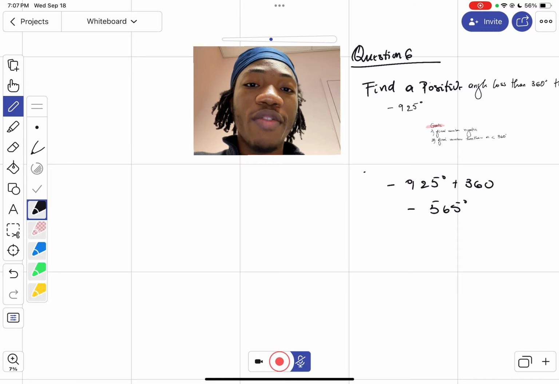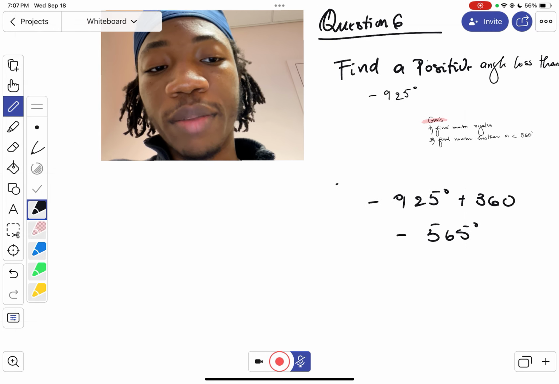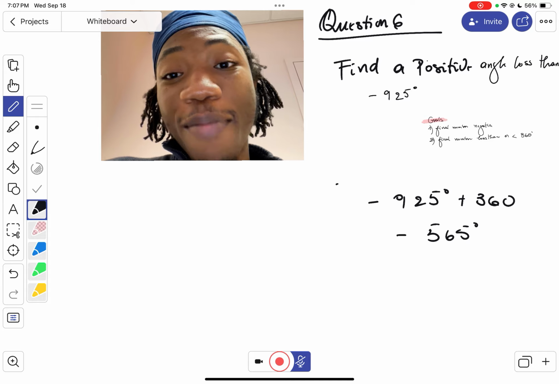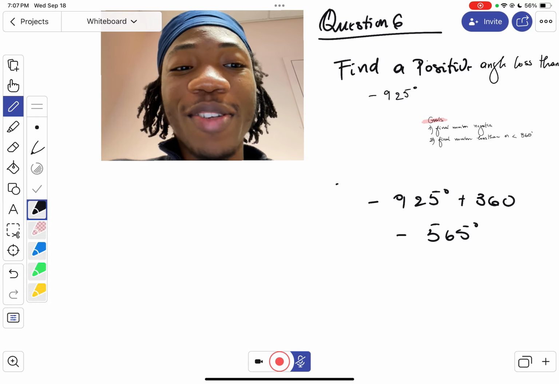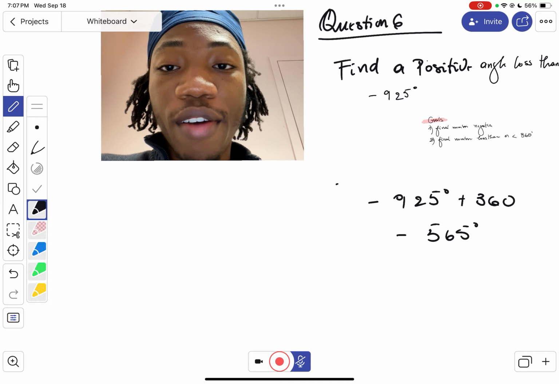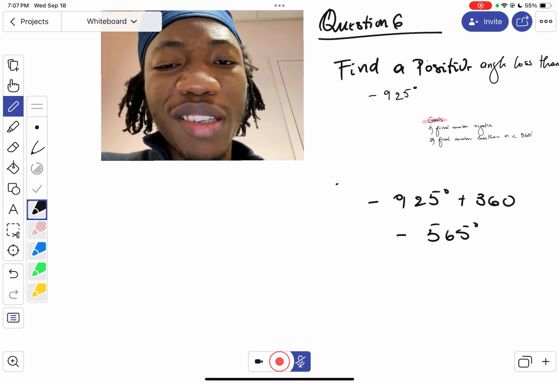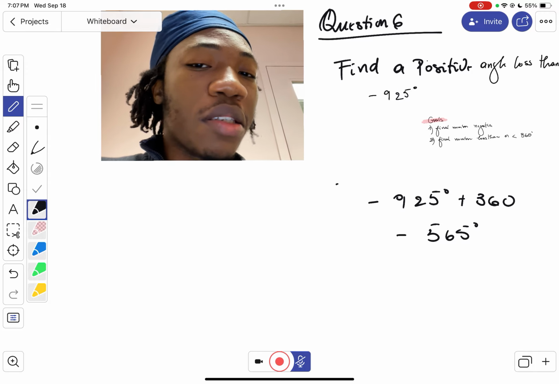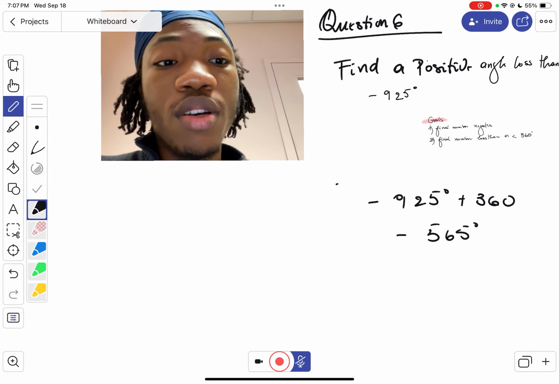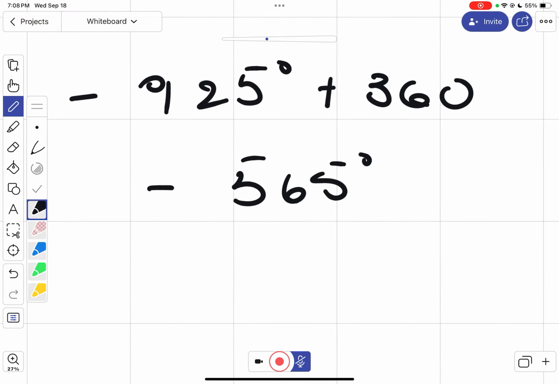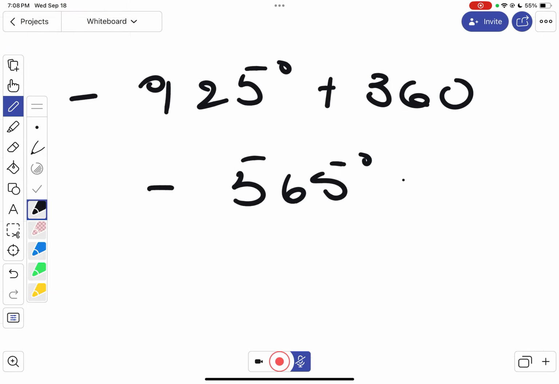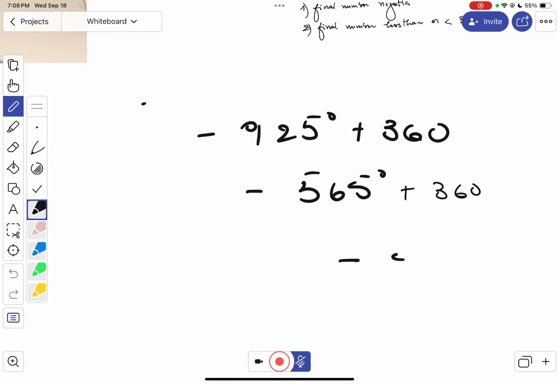Minus 565 degrees is not the final number, because minus is not positive. If the number has a minus in front of it, it's a negative number, so it's not the final answer. It's technically less than 360, but it's not positive. So we still need to add 360: minus 565 plus 360 gives you minus 205 degrees.